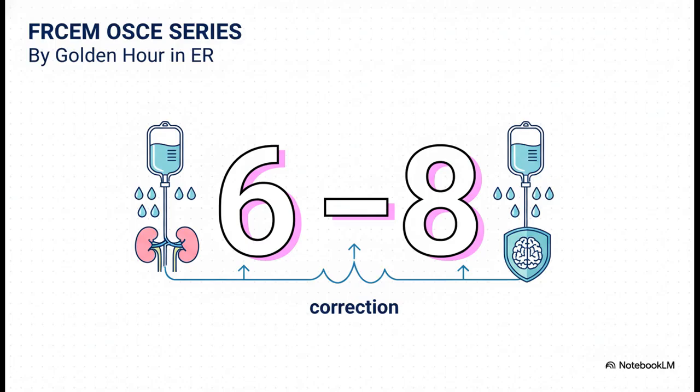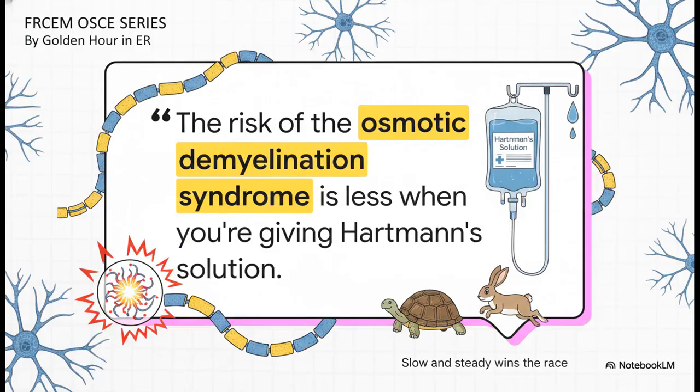Okay, if you remember one number from this entire explainer, please make it this one. Your maximum safe correction limit is 6 to 8 millimoles per liter in the first 24 hours. That's it, no more. And here is why that number is so critical.